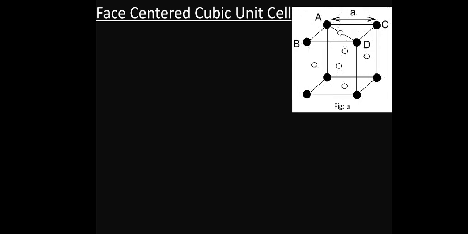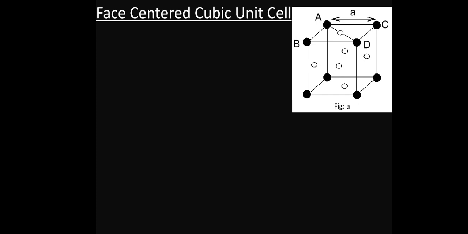Now, as we have discussed, drawing a diagram for such a derivation is very important so that you understand it in a much better way and you can explain it to the examiner properly. If we see the diagram, it is the face-centered cubic unit cell where you can see 8 particles on the corners and 6 particles at the center of the faces.